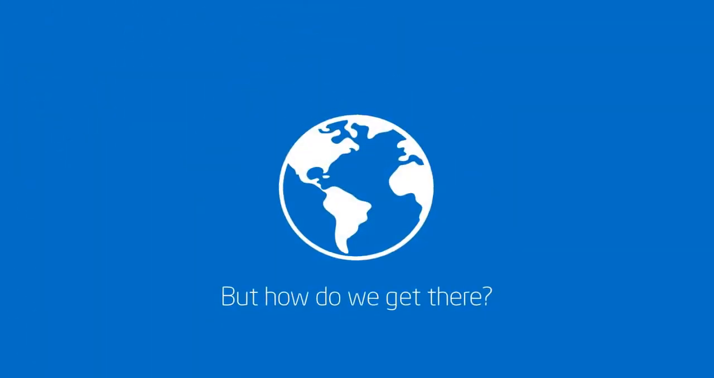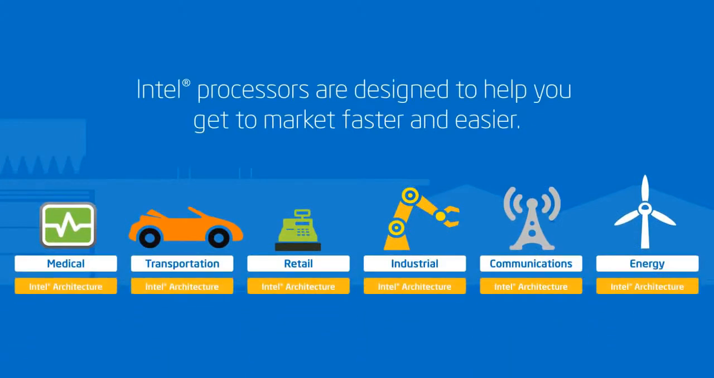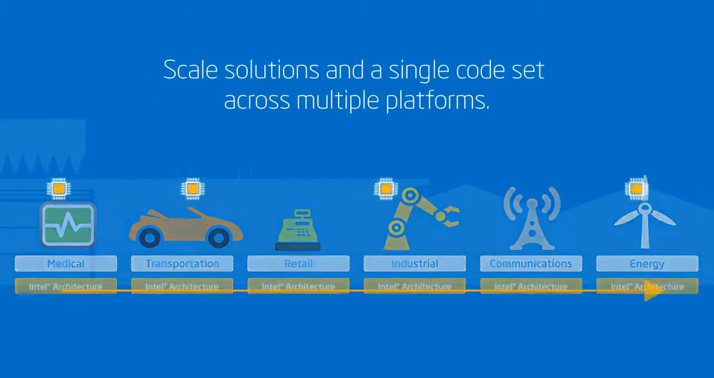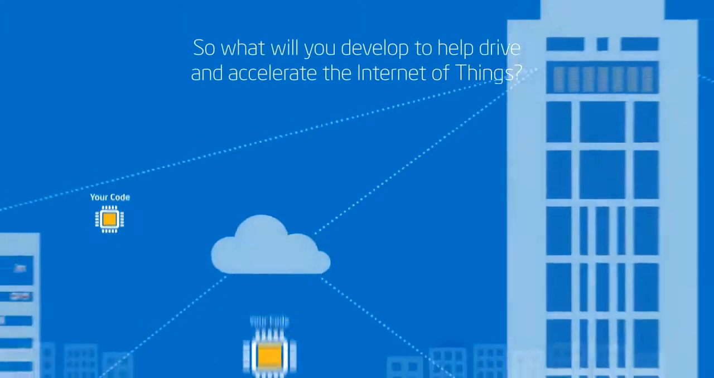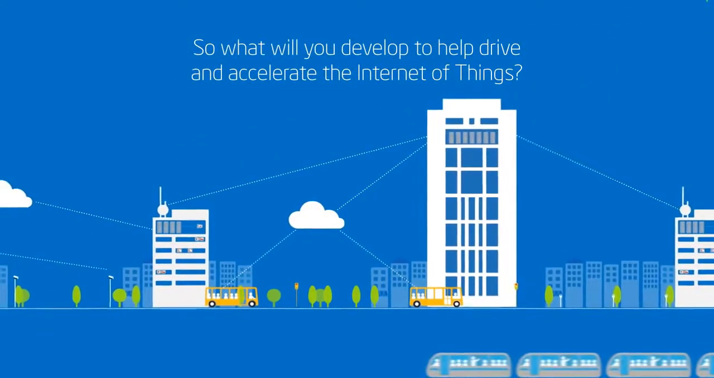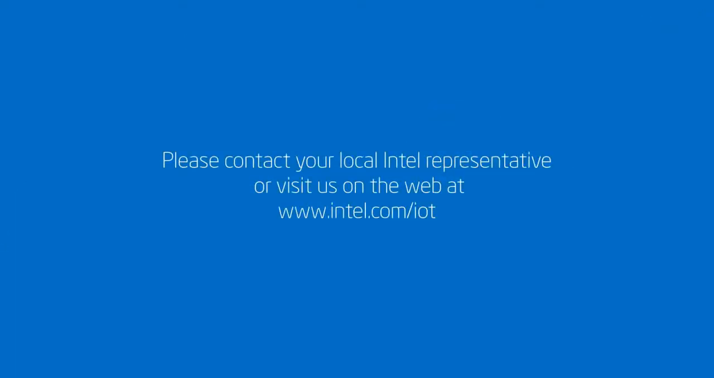But how do we get there? Regardless of the solution, Intel processors are designed to help you get to market faster and easier. You can scale solutions across a variety of performance, power, and price points with a single set of application code that runs on every Intel processor. So what will you develop to help drive and accelerate the Internet of Things? We'd love to help, so please contact your local Intel representative or visit us on the web at www.intel.com/IoT to find out more.